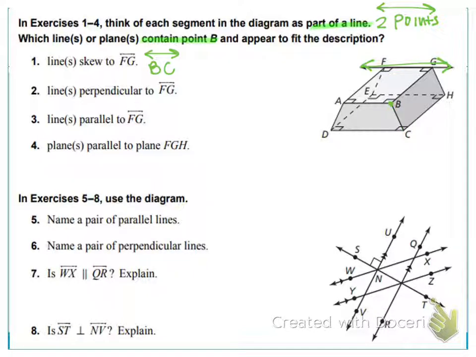Now we want a line that is perpendicular to FG. So are perpendicular lines on the same plane? Yes, and then do they intersect? Yes, they have to. So BG is our answer.